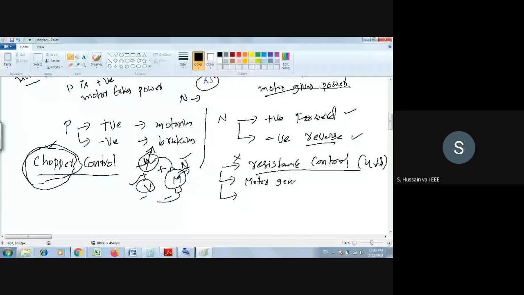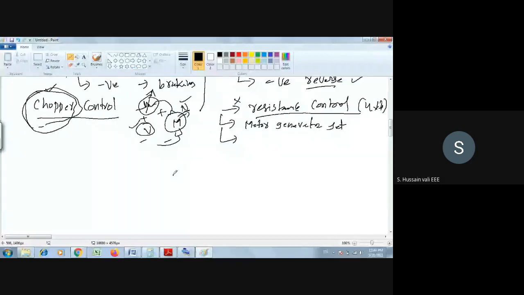The second one is the motor generator set. This is one way. In this way, what do we have here? We have a motor and we have a generator. Take this example. This is the motor, and you will control the speed of this motor. You give the armature supply to the motor. So you will have a generator here. The output of the generator is a voltage or a supply.